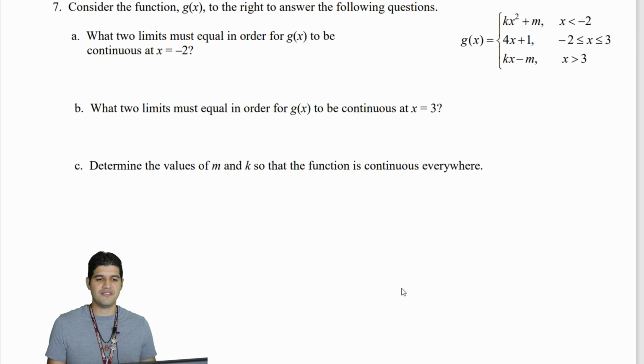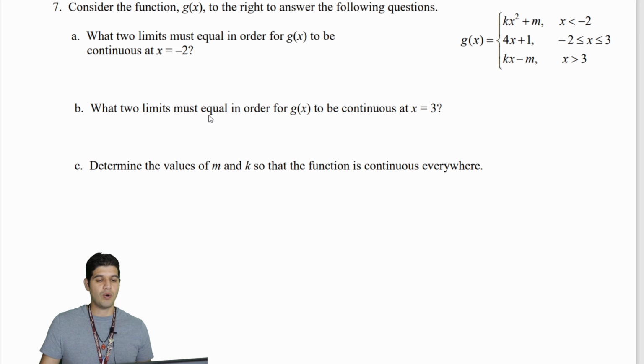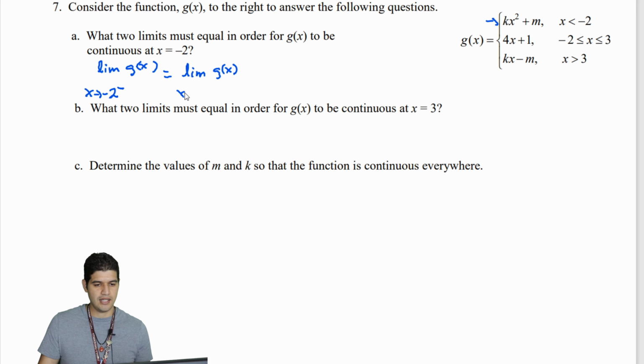So here we go, another function very similar to the one that we just did, but notice how we have some squares in here, additional variables, not very straightforward. But we're going to attack this problem the exact same way that we did last time. So what two limits must equal in order for g of x to be continuous at x equal to negative 2? Well, we want the left and right hand side to be equivalent. So the limit of g of x as x approaches negative 2 from the left, our first equation, must equal the limit of g of x as x approaches negative 2 from the right, our second equation.